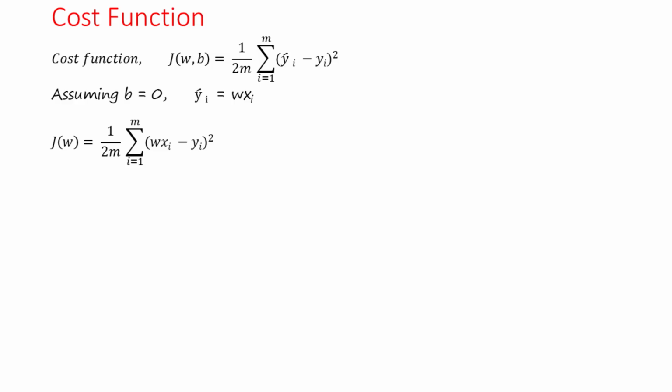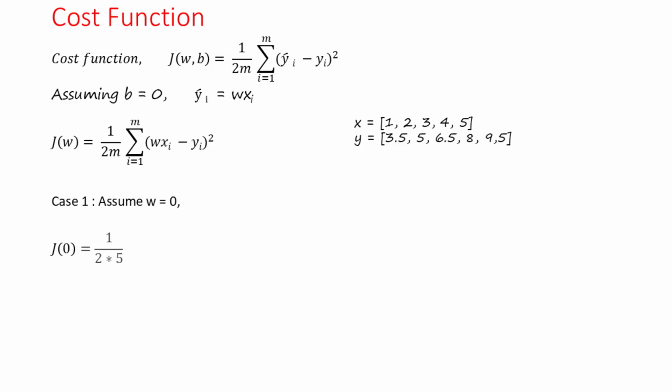Now let us have some case studies. Playing with W. Let's test different values of W to see how it affects our cost function. Case 1, W equal to 0. J, that is function of W, is now equal to 1 divided by 2 times m. M is 5 data points. Irrespective of x, Wx is 0 as W is 0.